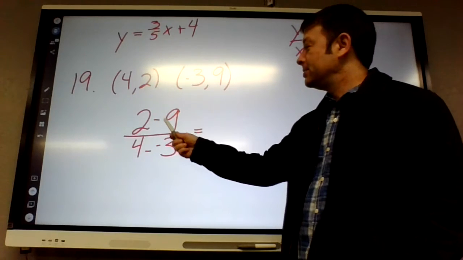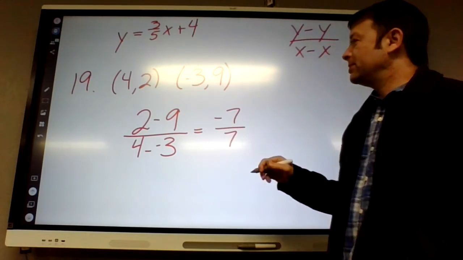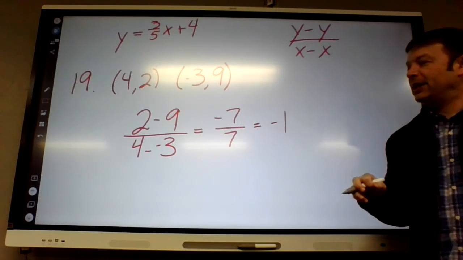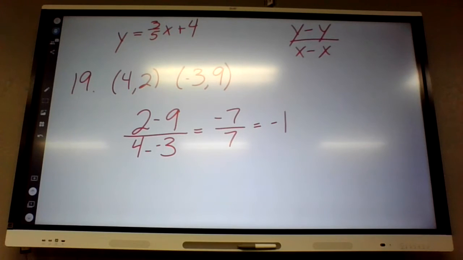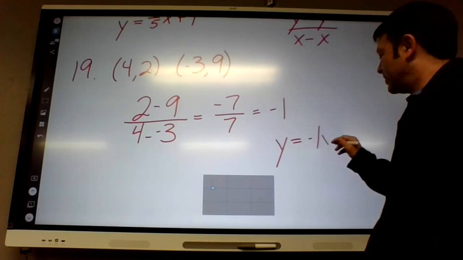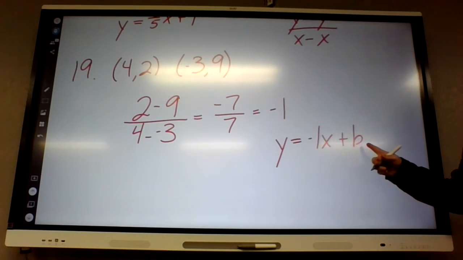All right, 2 minus 9. Okay, so y minus y over x minus x, and it simplifies to -1. What does -1 tell us? That's the slope. Well, now that I got the slope, how do I find the y-intercept though? You plug it in for the slope. Plug stuff in. So, I know the slope is -1. How do I find the b value?